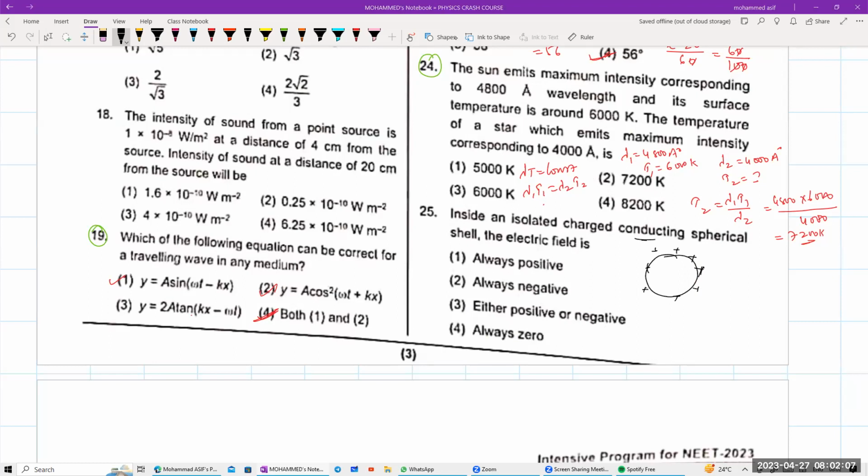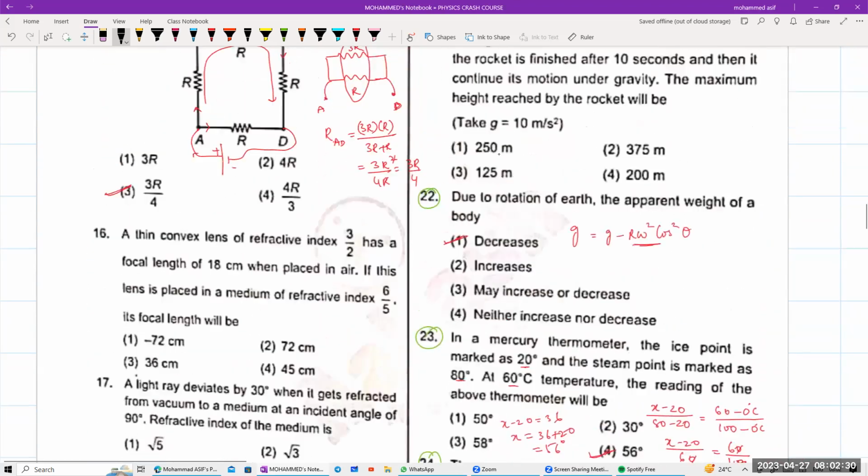Question number 25. Charge is residing only on the surface. Inside, there will not be any charge. If there is no charge, then F is equal to E into Q, no force will act, and if there is no charge, there will be no electric field either. So the electric field inside becomes zero for me, it is always zero, isn't it? Electric field inside a spherical charged conducting shell is always equal to how much? Zero.